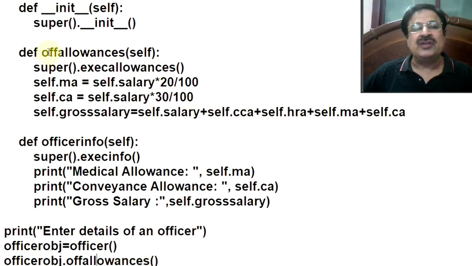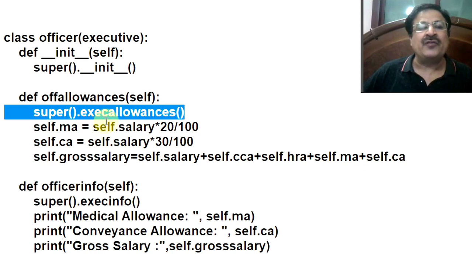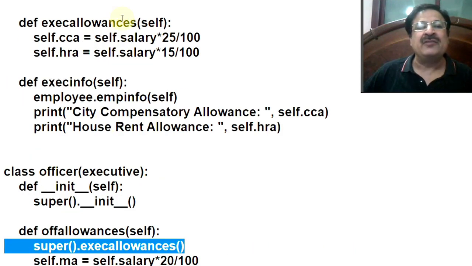So control will jump here. This is the off allowances function. Here you are invoking the exec allowance function of the superclass. And executive is the superclass of officer class. So exec allowances function will be invoked here. And it is calculating the CCA, that is city compensation allowance, which is assumed to be 25% of the basic salary. It is just a random figure. I just want to explain to you how the computation is done.